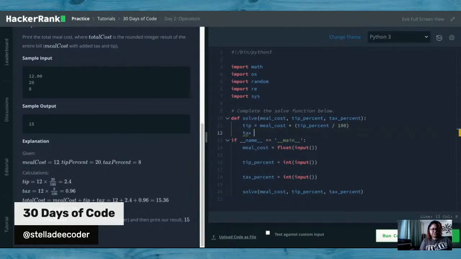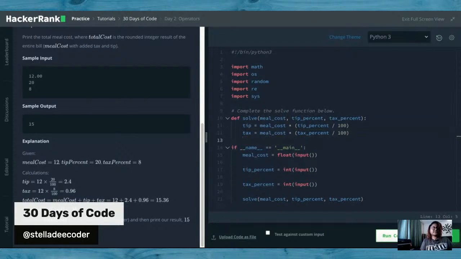Next, we need to do the tax. And the tax is also the meal cost times the tax percent. And we're dividing that by 100 too. So here, when they did that, they had a tax of 8%, which would be 0.96 cents or something like that.